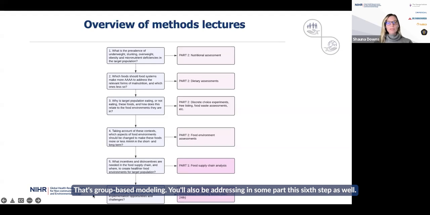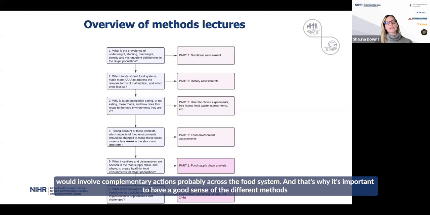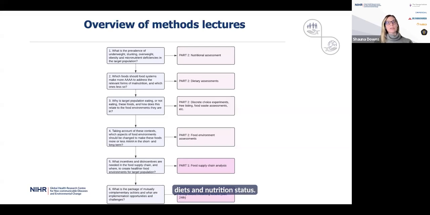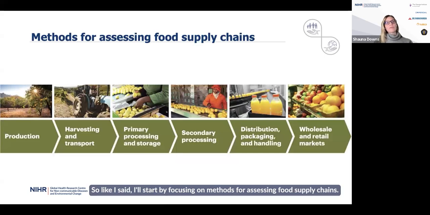Because the idea of this framework is really to acknowledge that it's not just one intervention that we would be adopting to try and improve nutrition outcomes when we're thinking about it from a food systems approach. It really would involve complementary actions, probably across the food system. And that's why it's important to have a good sense of the different methods and tools that you can use to measure the food supply chain, but also food environments, as well as diets and nutrition status. So like I said, I'll start by focusing on methods for assessing food supply chains.